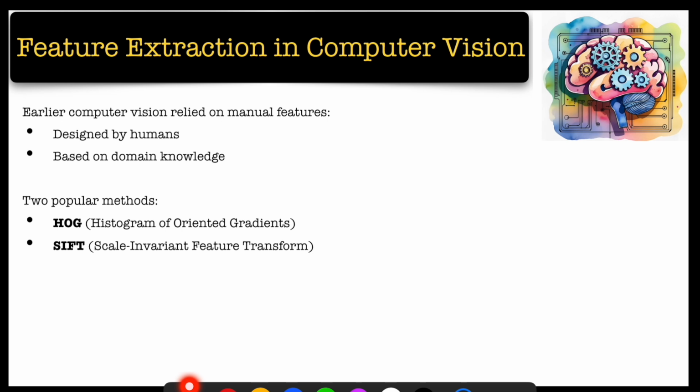Now there are a few old feature extraction techniques in computer vision that we used earlier. Those are designed by humans and based on domain knowledge. Two popular methods are HOG, the histogram of oriented gradients, and SIFT, the scale invariant feature transform. We'll quickly see the basic intuition behind these manual feature extraction techniques, just the basic idea to build some intuition.